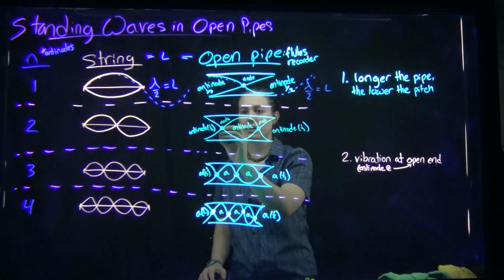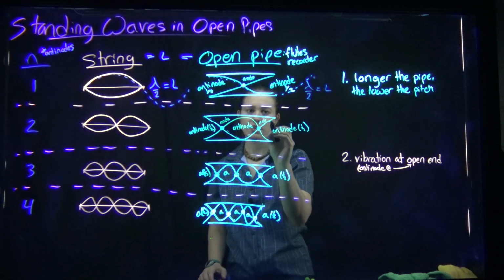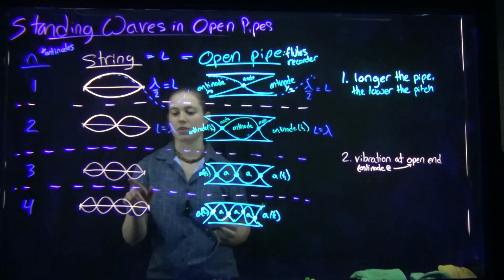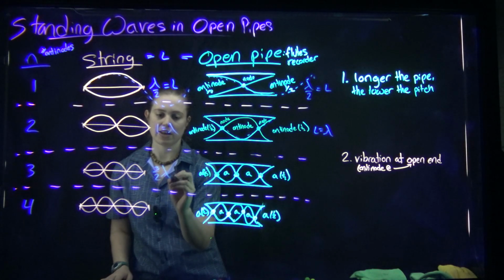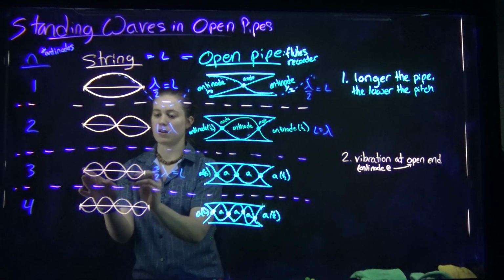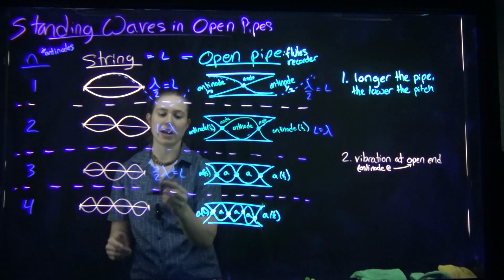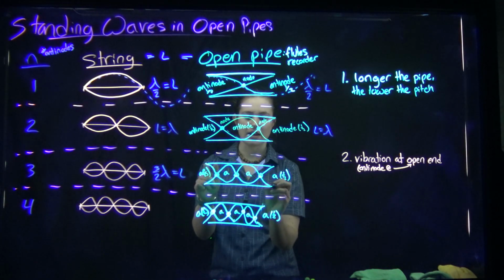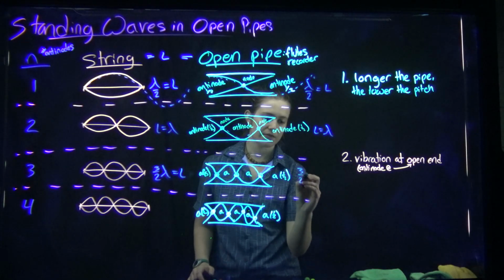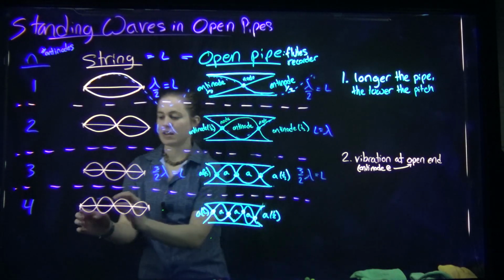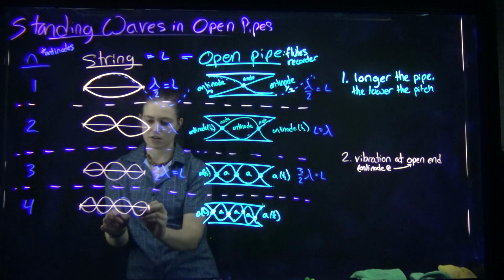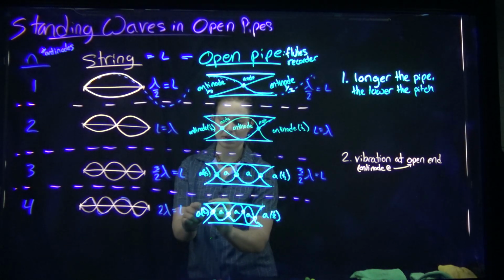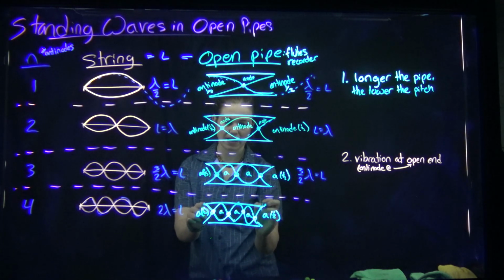Let's do that over here. We've got lambda equal L. Same thing with our string. Over here, 3/2 lambda is equal to L, right? Because 1.5 lambda is 3/2, that's 1 L. Same thing here, we've got 1 full wavelength and then half a wavelength. And then here we've got 2 wavelengths is equal to 1 L. Same thing here. We go from here to here, and back again.